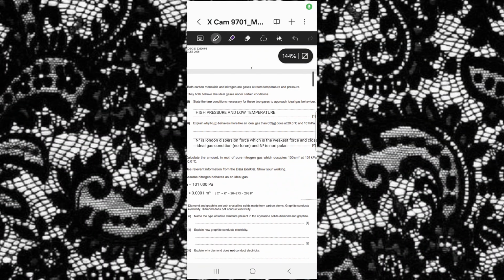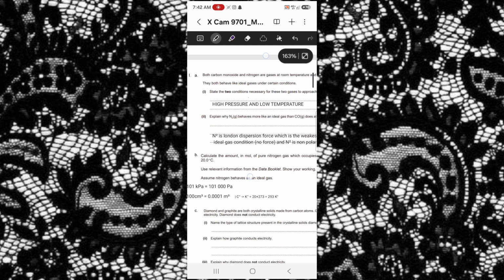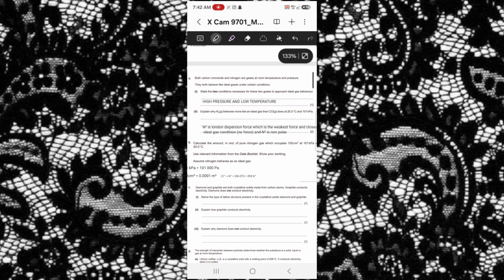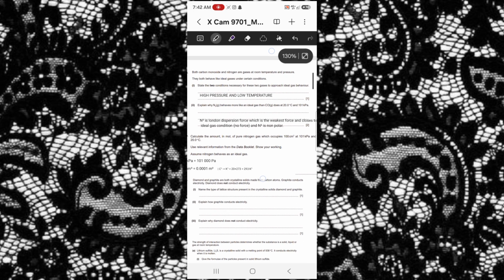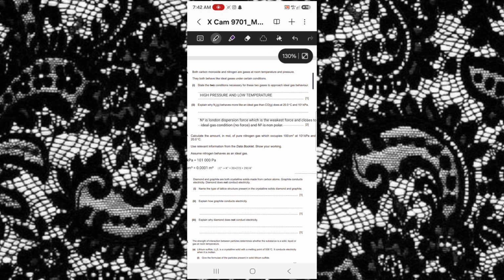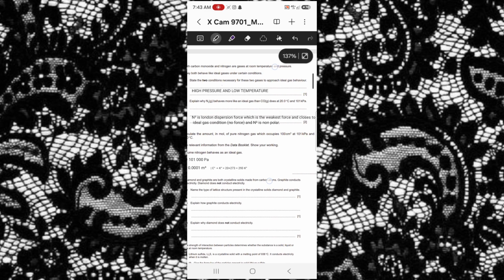Go to paper 2. In here, I'm using phone. So both carbon monoxide and nitrogen are gases at room temperature and pressure. They both behave like ideal gases under certain conditions. State the conditions necessary for these two gases to approach ideal gas behavior. So it needs high pressure and low temperature.